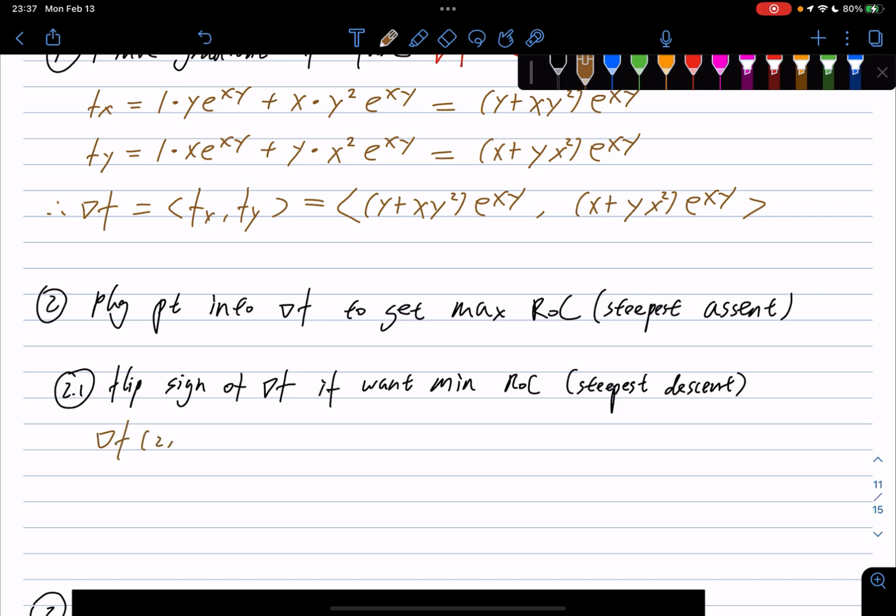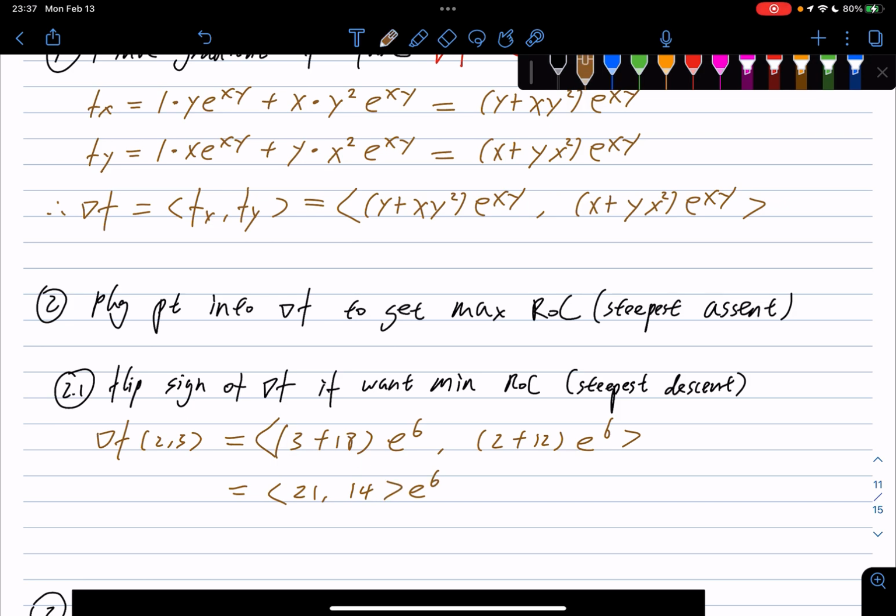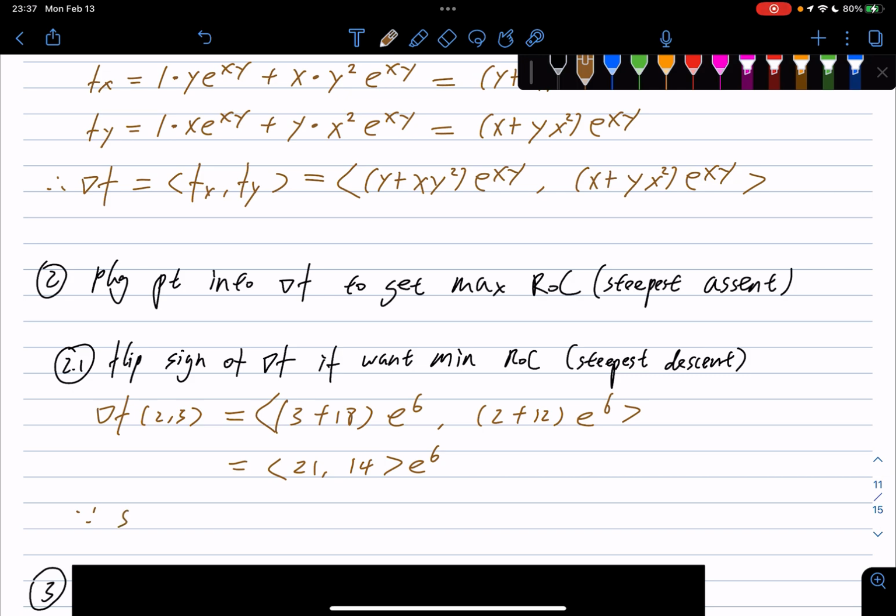So the gradient of f at (2, 3), if you plug the numbers in, is (3 plus 18) e to the 6th power, and then (2 plus 12) e to the 6th power. So that is (21, 14) e to the 6th power. Because it's asking for steepest descent, therefore it's going to be (-21, -14) and then e to the 6. Boom.